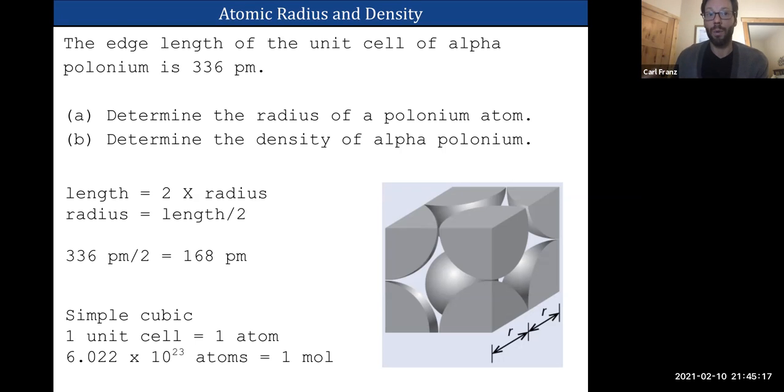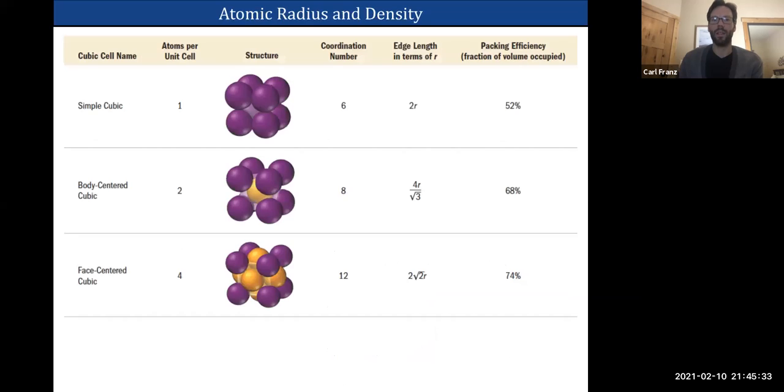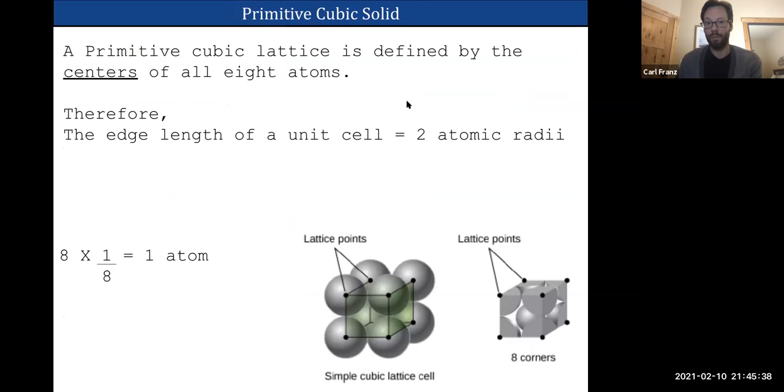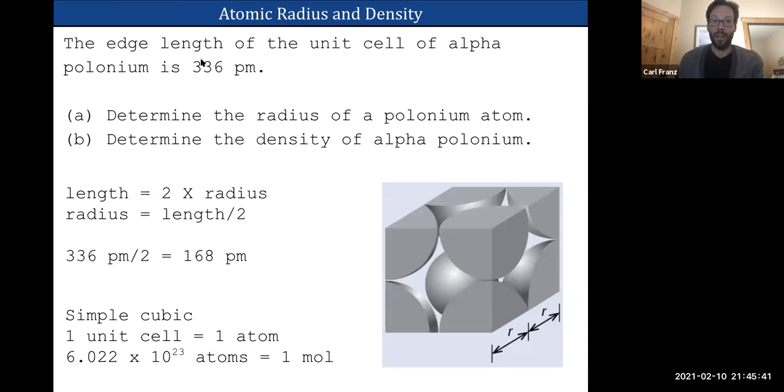And you know what type of unit cell it is, right? If you know that it's a basic cube, then you can use the edge length relationship to the radius to solve that. And remember, we said that the edge length is just 2r for a simple cube. So if the edge length is 336, then 336 divided by 2 equals r. So it's half of that, it's 168.